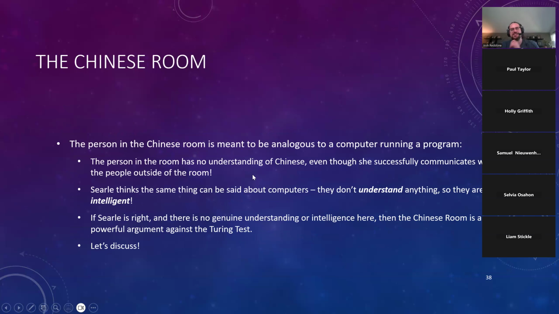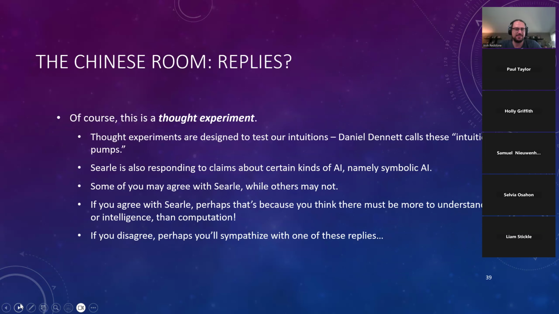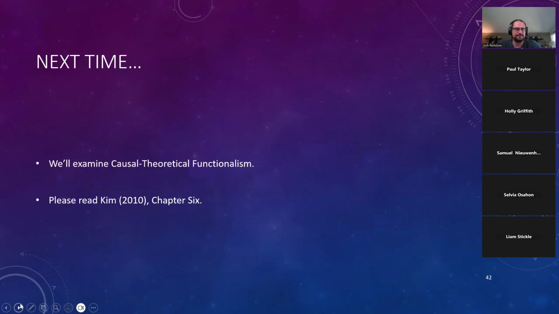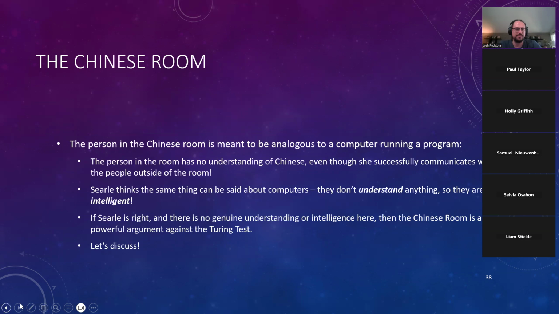But the point is, the person in the Chinese room with the messages being passed in and out and with her rule book is meant to be like a computer running a program. The person in the room doesn't understand Chinese, and she's successfully communicating with people outside of the room without this understanding of what any of the symbols mean. And Searle thinks the same thing goes for computers. They don't understand anything, so they can't be intelligent. And if he's right, then the Turing test is not a good test, right? What do you think?